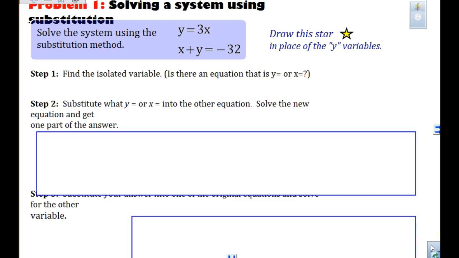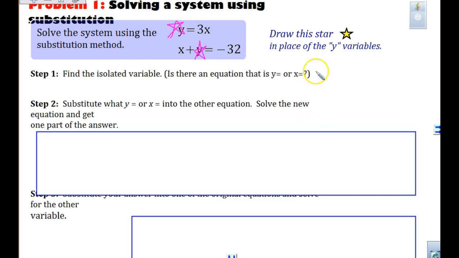So I want to look at this next part down in our notes. This kind of looks like the problem we just put up, number 19. Y equals 3x. No problem, they don't need to be done. And then x plus y equals -32. And it says, draw a star in place of the y's. So if we think of putting a star in place of our y's, I want you to do that. So we're going to put a star here, right? And I'm going to replace this one with a star, right? So if I am doing that, it says find the isolated variable, okay?